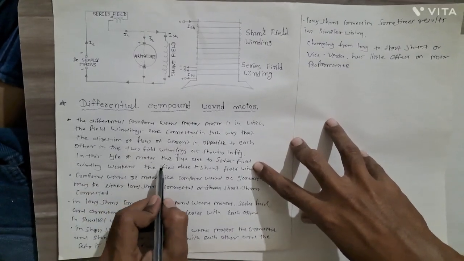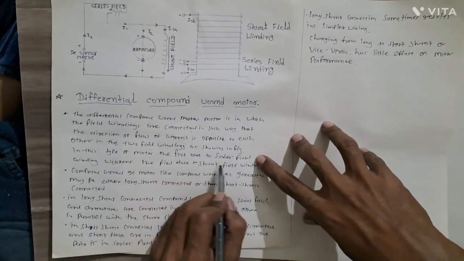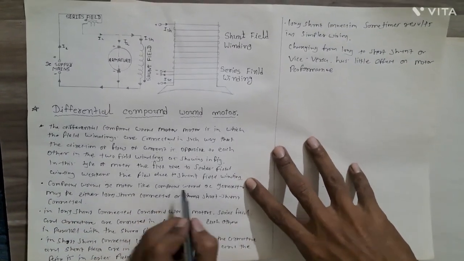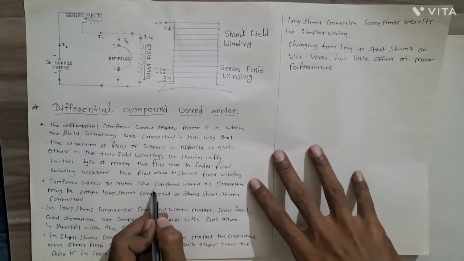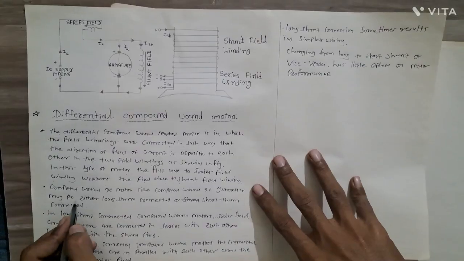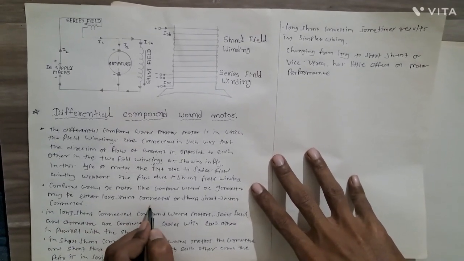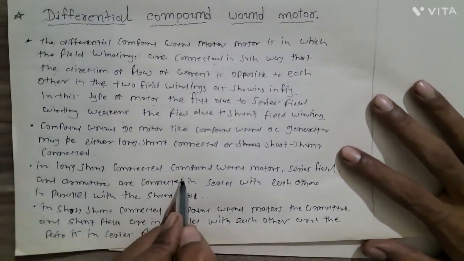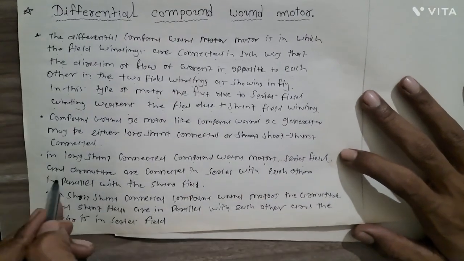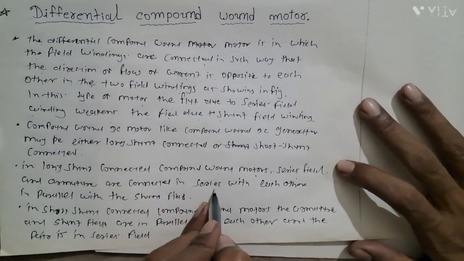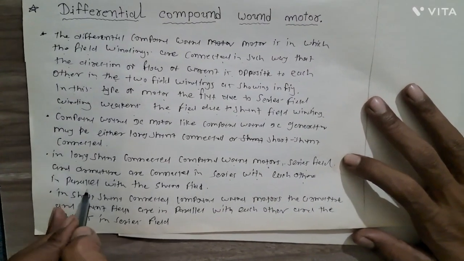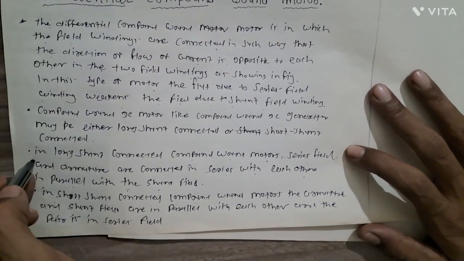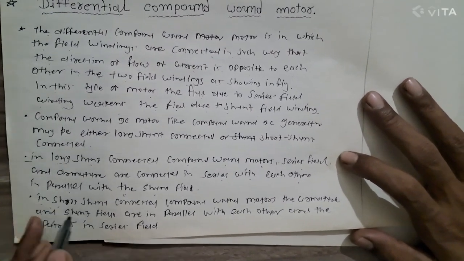In this type of motor, the flux due to the series field winding weakens the field due to the shunt field winding. The compound wound DC motor, like the compound wound DC generator, may be either long shunt connected or short shunt connected. In long shunt connected compound wound motors, the series field and armature are connected in series with each other, in parallel with the shunt field. Okay, here is a long shunt and here is a short shunt.